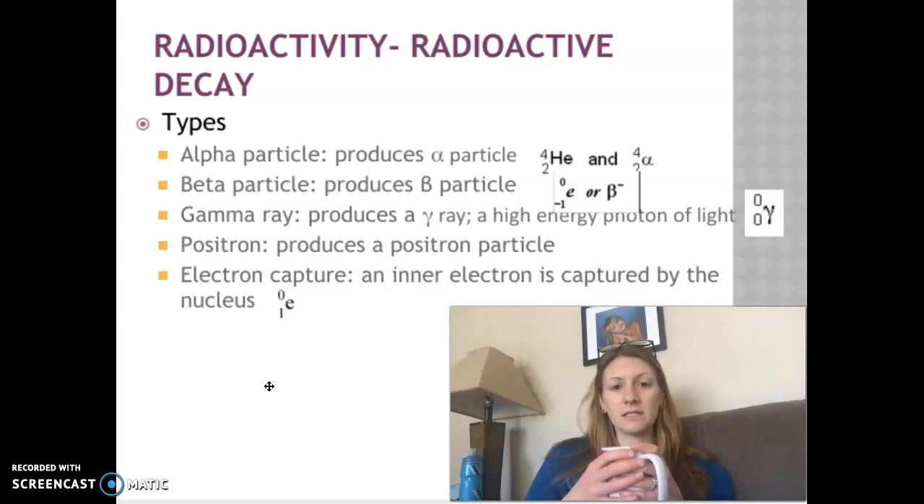These are the different types of radioactive decay that we're going to be covering in the next lecture. So there's a few different types: alpha, beta, gamma, positron, and electron capture. Alpha and beta are going to be where we spend most of our time, but we'll be covering this next.